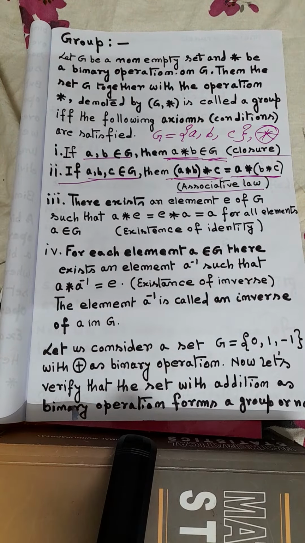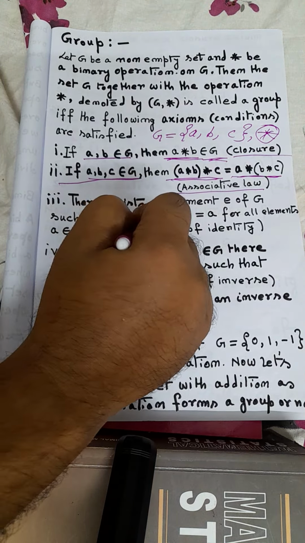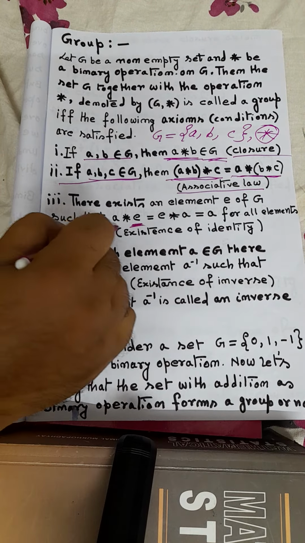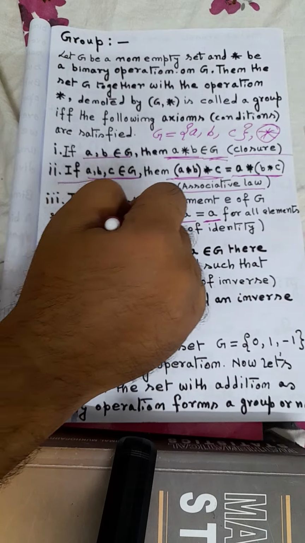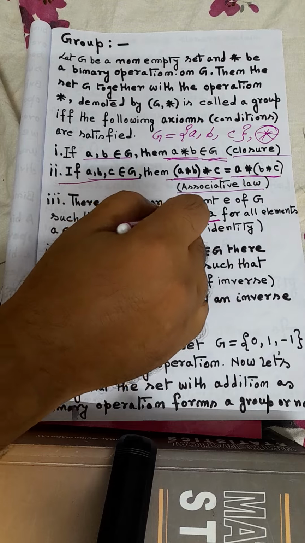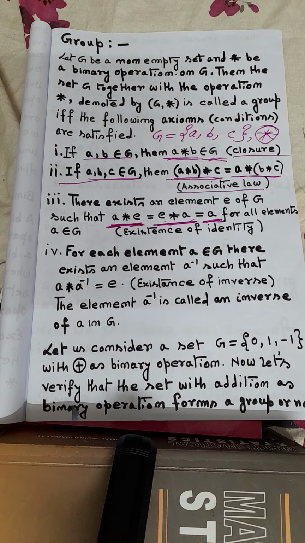The third one is the existence of identity. So what is identity? Identity is like that if we do a binary operation of an element of the set with the identity element, that will produce the same element. So if E is the identity, and A is a member, then if we do a binary operation from the left hand side, or from the right hand side, it will always produce the same element.